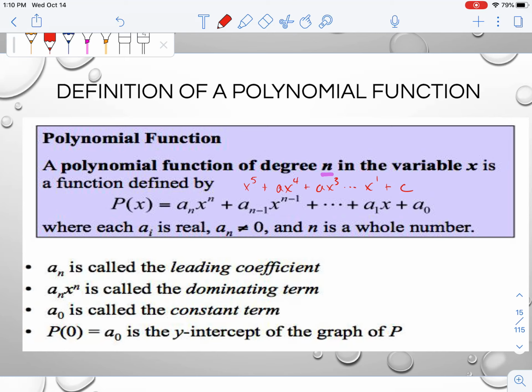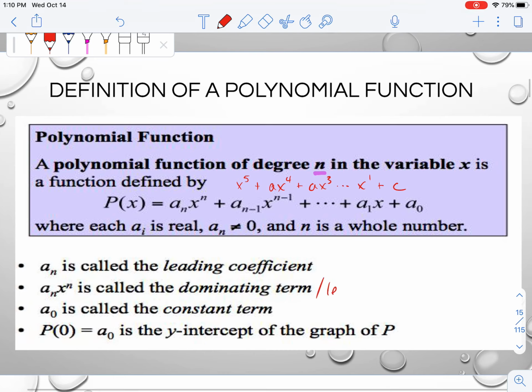A little bit of terminology. A sub n is referred to as the leading coefficient. A sub n x to the nth is sometimes called the dominating term or the leading term. A naught, or a sub 0, is our constant term. Really I have a sub 0 x to the 0 power, but x to the 0 is simply 1, therefore we just have our constant.